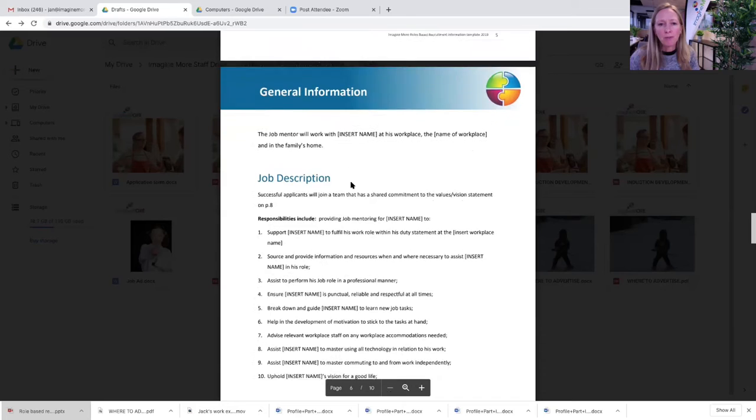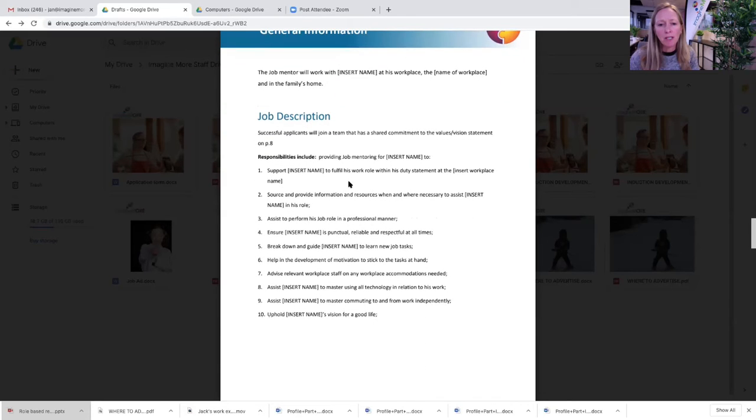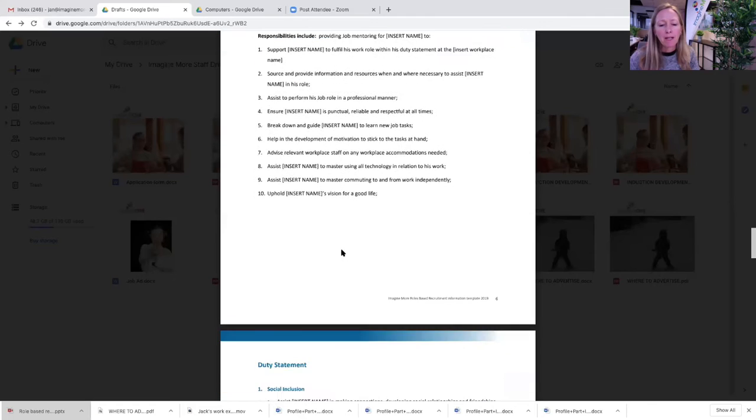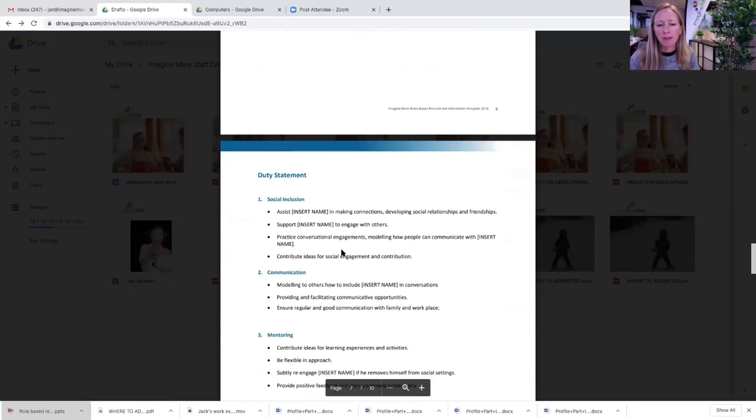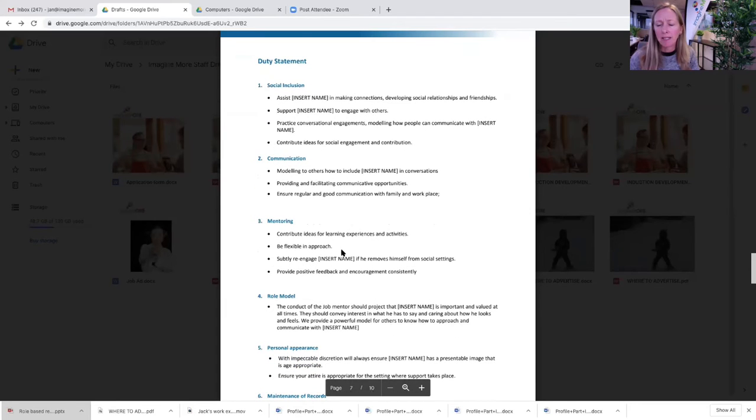Then it would go into a bit of general information around the job description. And this is where it's going to be really unique to each of you, but this hopefully will give you some ideas of the types of things that you can include. And then there's a duty statement that's fairly generic for any particular role that a person might be recruiting for. So it's all about social inclusion, and they're just themes that might help you flesh out what's important to you and your family member with disability.